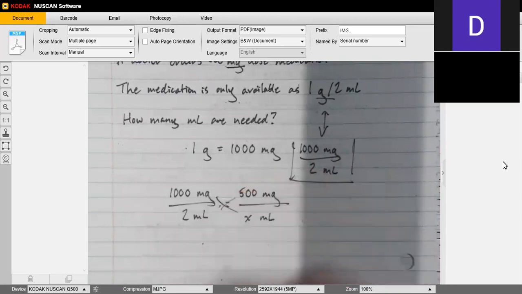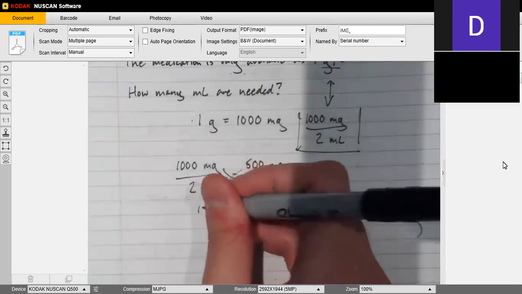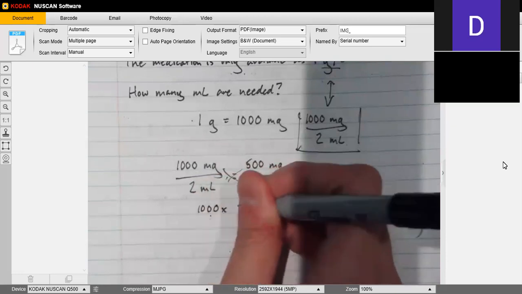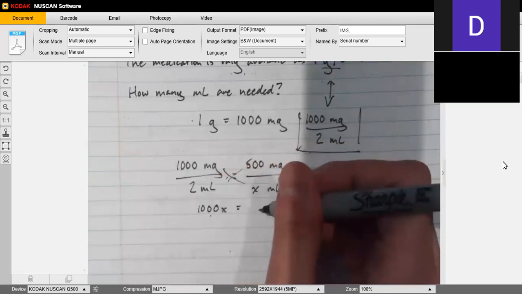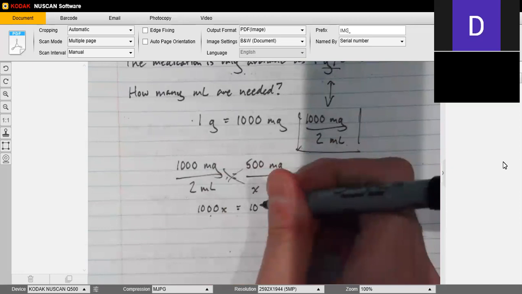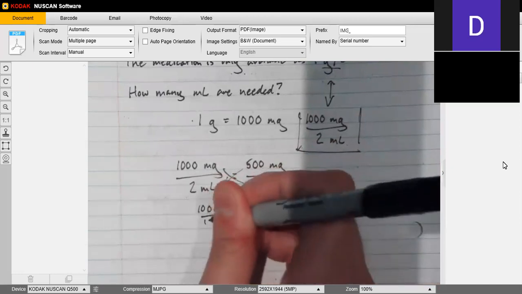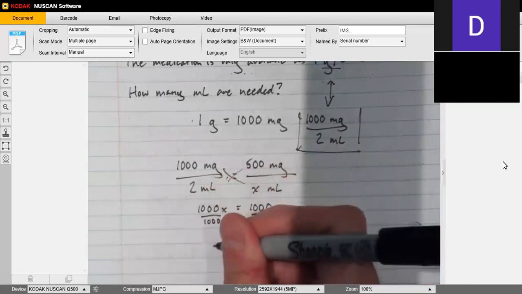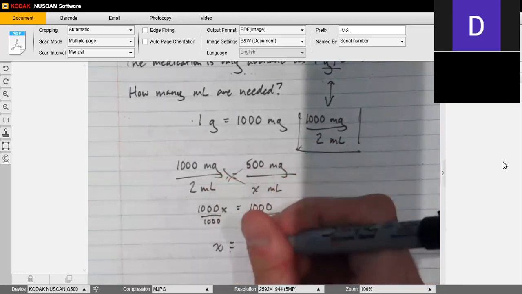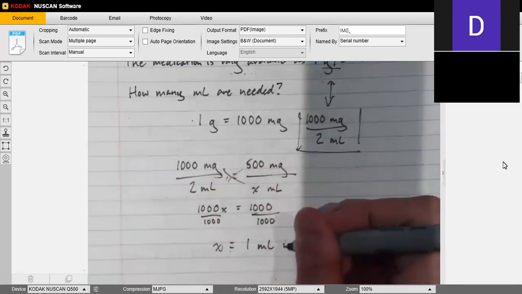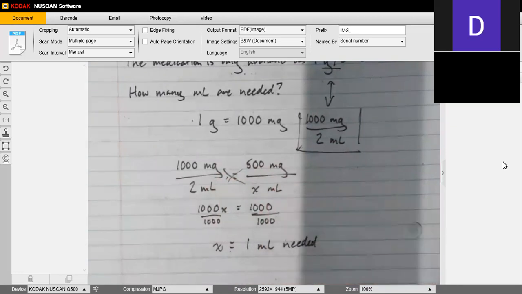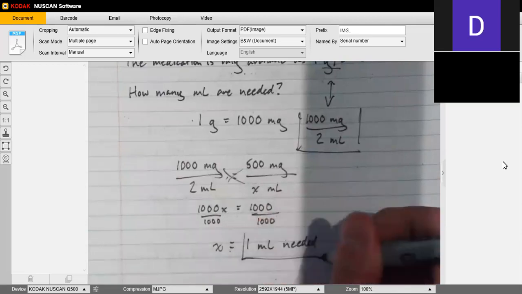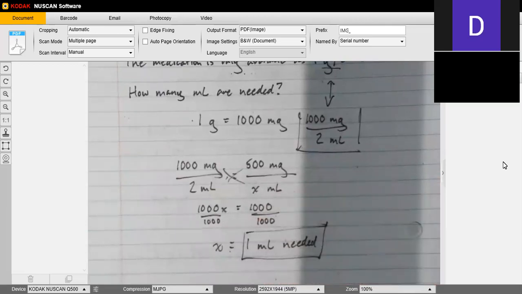Then it just becomes a matter of cross multiplying. So we multiply 1,000 times X, 1,000X, and 500 times 2 is 1,000. This problem turns out it's going to be really nice and easy. So divide to solve for X, and you get 1 milliliter needed. So that is 1 milliliter of our stock solution that is necessary to get the patient that 500 milligram dose of medication.